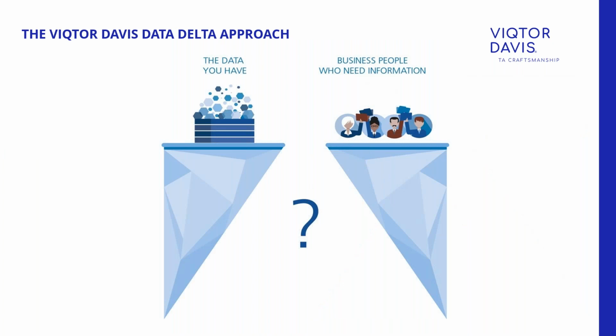So the fundamental issue that we try and address is that our customers have data and they have business people who need the information, and they have to connect the two. So most of our customers think it's a simple bridging exercise. You just have to cross the data delta really quickly. You give the data to the business people and everyone's happy. That's a common mistake.